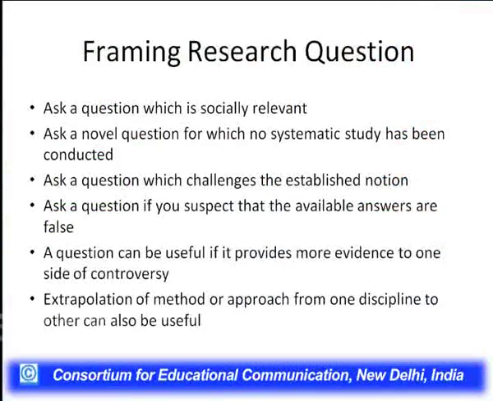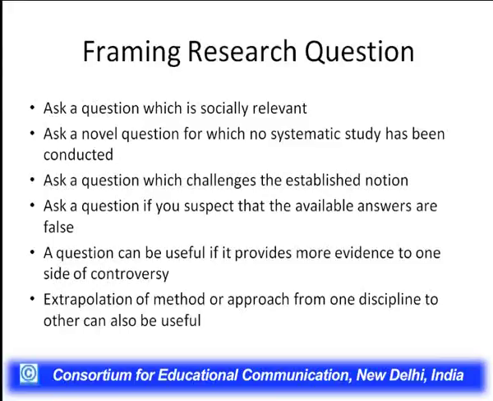which is socially relevant. If you are from a social science background, you should ask a question which is broadly related to society. Second, ask a novel question for which no systematic study has been conducted. If you are interested in something and you think that nobody has done research on that, then you can ask a question where nobody has done any systematic study.